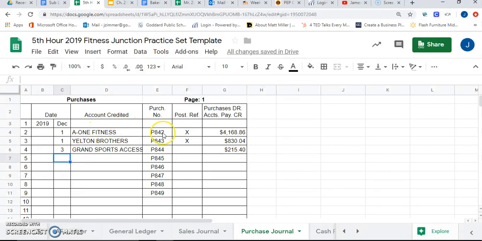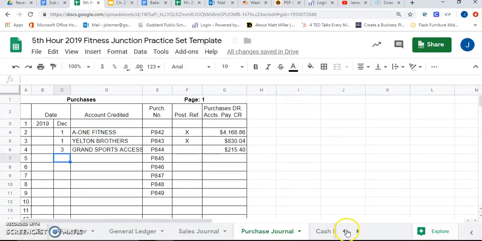P842 is our purchase order number. I've put all those in because they will literally go in order. So you can keep an eye out for the next one and the next one and the next one. And if it doesn't have it, then it's not a purchase order. Okay. So with that being said, I've already posted this. That's why there's an X here, but you have to actually go post to A1 Fitness in the accounts payable ledger. And the amount is for the invoice total of $4168.86.